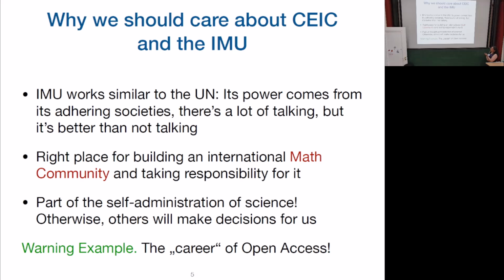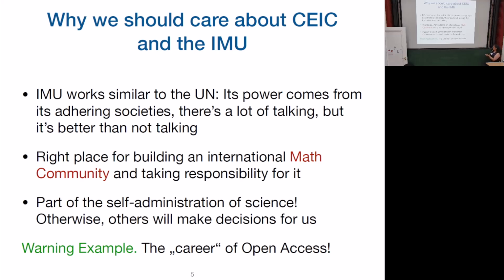It really works similarly to the United Nations, because the members are not individuals, but the national societies of the countries. So yes, in the IMU there's a lot of talking going on, but looking at the modern world, it's still better if people are talking than if they're not talking. That's my point of view. And this is the only structure which helps to build an international math community in an organized way, such that nobody is left out of it. That's a big thing, and to take responsibility for how we want to shape this community. From my point of view, this is part of the self-administration of science, and if we don't organize ourselves, then others are going to take decisions for us, and usually the outcome is going to be less rewarding.